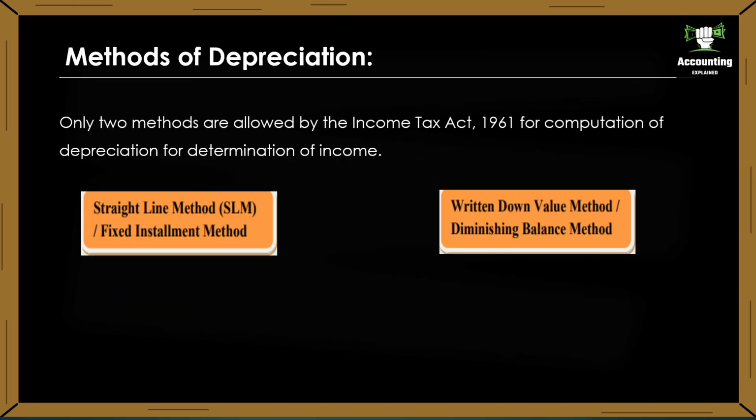In India, only two methods are allowed as per the Income Tax Act 1961 and as per the Companies Act also, for computation of depreciation for determination of income. The methods which are allowed are the straight line method or fixed installment method, and the written down value method or diminishing balance method. With this, we are completing the introduction to depreciation.